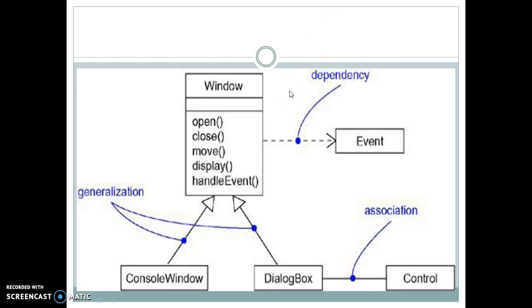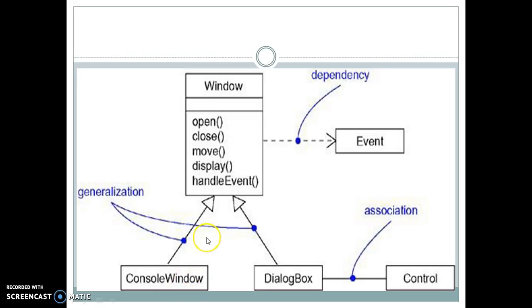In this example, window, the different operations that can be performed on the window are open, close, move, display, handle event. Here, the handle event function is directly dependent on the event type which is going to occur. Therefore, the dotted line with an arrowhead indicates a dependency type.